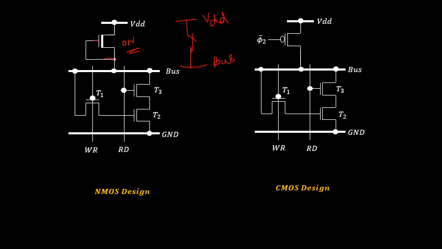Now in the case of memory, I want to perform the write as well as read operations. When I want to perform the write operation, the write signal should be asserted with logical 1 state and the read signal should be asserted with logical 0 state. When the write signal is equal to 1, 1 is carried through the gate terminal of transistor T1, which is the on condition for an NMOS transistor.